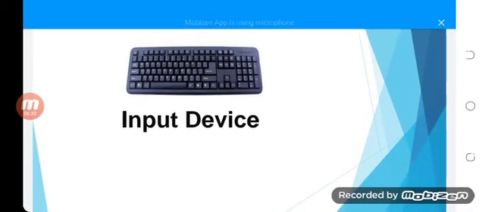Here is the input device, that is the keyboard. What is the function of the keyboard? It is used to give commands to the computer. It is always used to provide commands to the computer. That's why it is known as an input device.